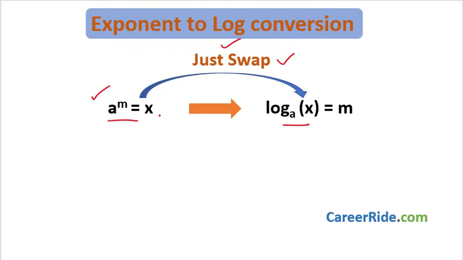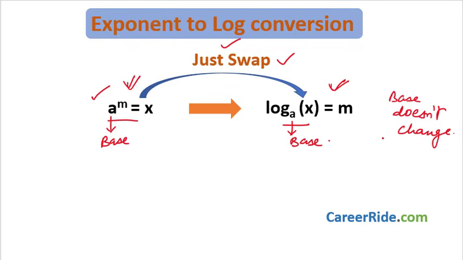A to the power m is equal to x. We just saw that a is the base here, right? Now for a moment, look at the logarithmic part. How do I write it? Log x to the base a is equal to m. Just notice that a is the base here also. So if I convert this exponent to this log, my base doesn't change. This is the first thing that is extremely important to know.